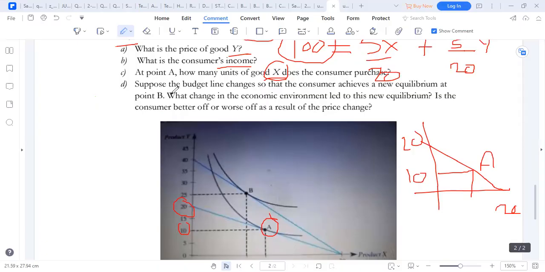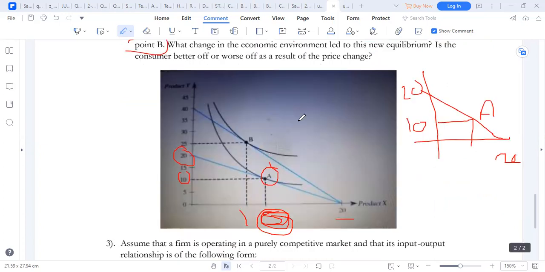Now we are told that suppose the budget changes, the consumer achieves a new equilibrium at point B. What change in the economic environment led to the new equilibrium? Also, is the consumer better off or worse off?